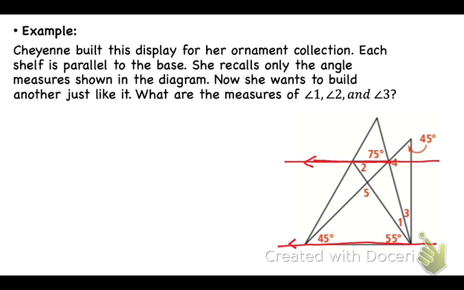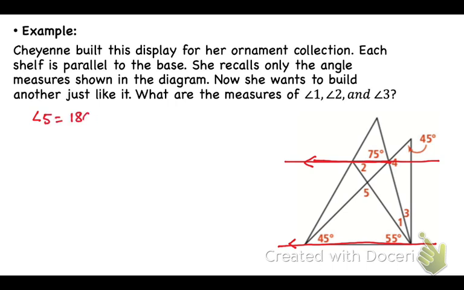I don't know why. Okay, so what is the measure of angle 1, 2, and 3? We might have to find 4 and 5 before, but it wants 1, 2, and 3. So we get 5 first. If we find 5, we can find its vertical angle and we can move up into that triangle. Okay.